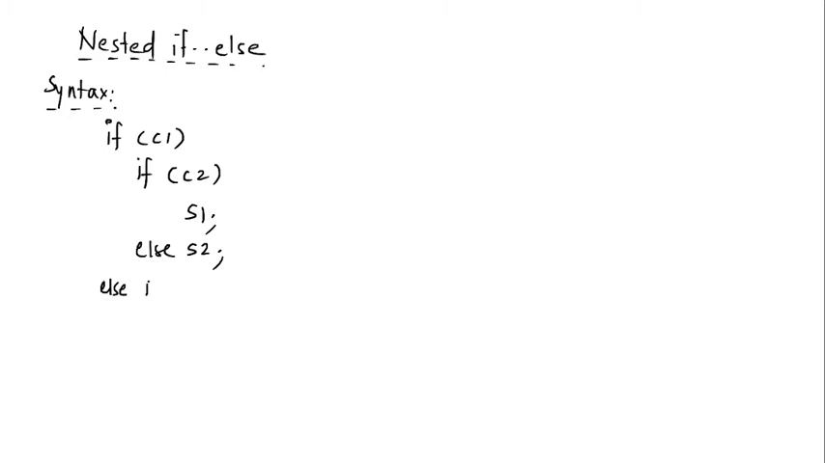And within that also we can have a further if else. So if C3, then S3, else S4. So this is the maximum way we can have nesting. So within if also, as you can see, there is an if else. Within else also there is an if else.